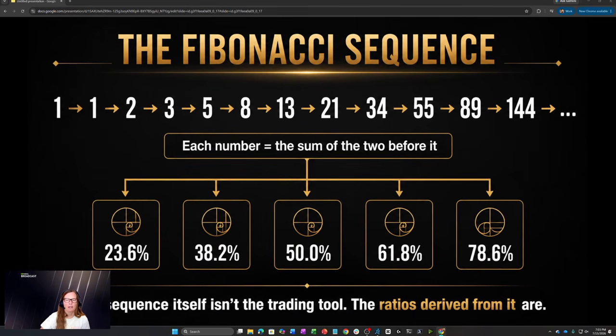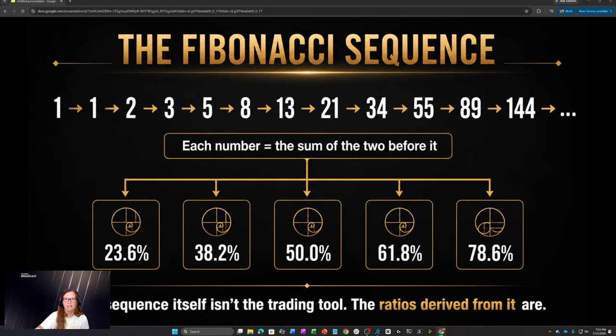Let me start here. The Fibonacci sequence, the mathematical foundation, goes back to the 13th century. A mathematician named Leonardo da Pisa, known as Fibonacci, identified a sequence of numbers where each number is the sum of the two before it. 1 and 1 is 2, 2 and 3 are 5, etc., on and on.